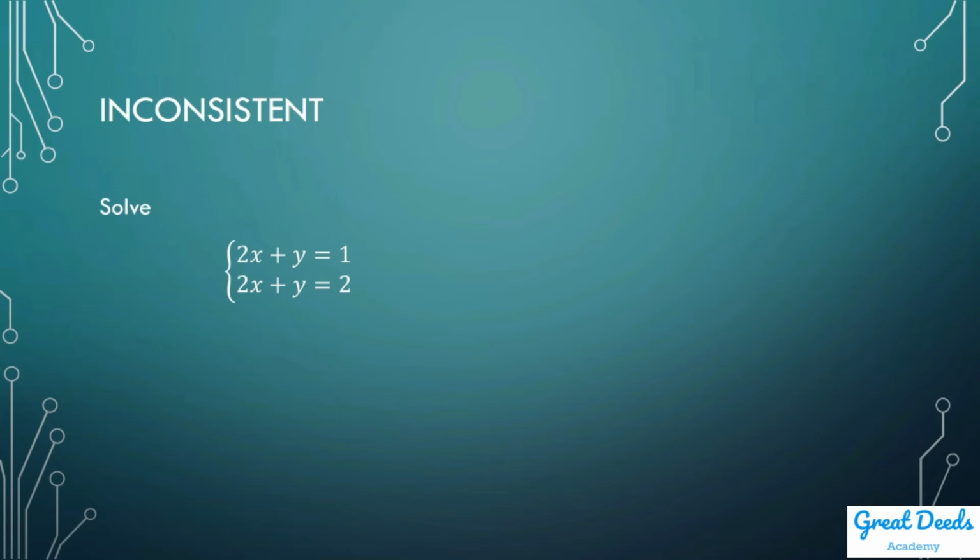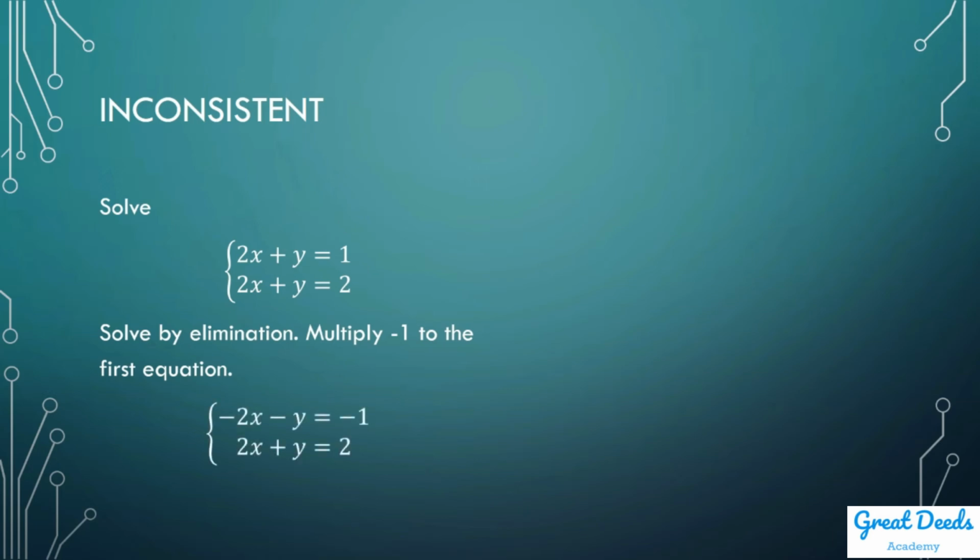Of course, I chose this example to show to you the case of a system wherein the system has no solution. So I am not going to write this in slope-intercept form. I will solve this in the normal way that we use to solve systems. And in particular, I want to use the elimination method. I will multiply negative 1 to the first equation and add the two equations. Okay? And this is what I got.